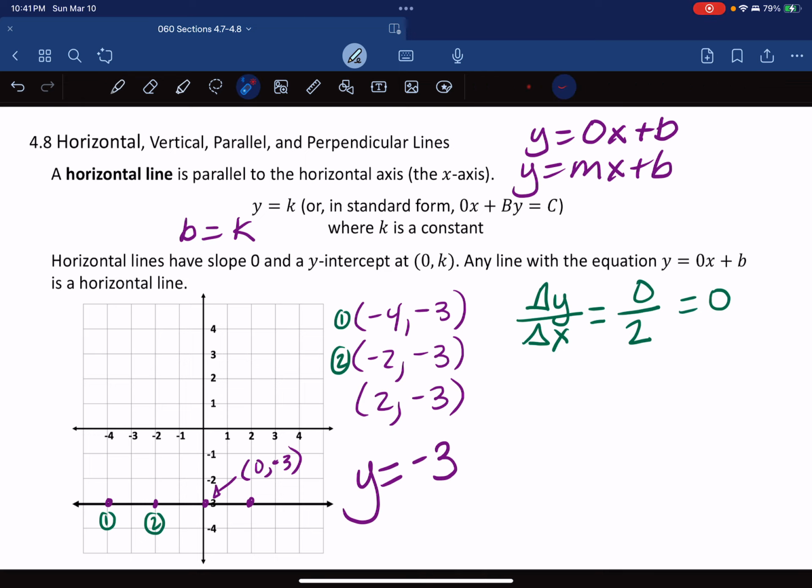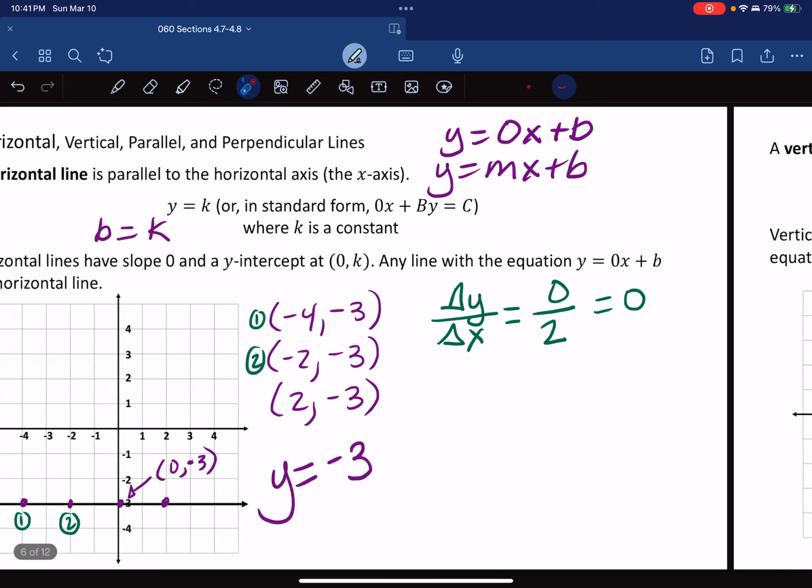And that is actually true for all horizontal lines. Your slope will always be 0, and your y-intercept will always be whatever your k value is. So if you have your equation, you know your y-intercept and you know your slope. And any horizontal line, or any equation that can be written in the y equals mx plus b form with our slope being 0, is going to be a horizontal line.